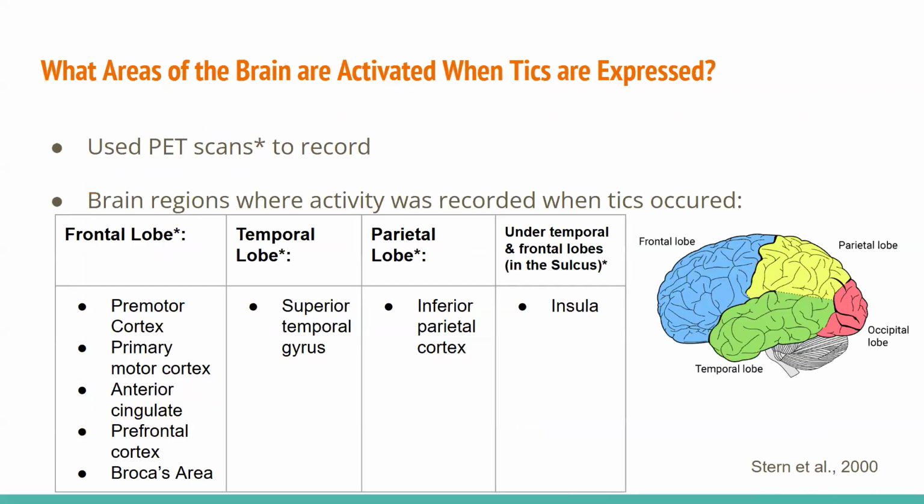So, my first question was, what areas of the brain are activated when tics are expressed? And researchers use PET scans in order to record this. They found that the brain activity that was recorded when tics occurred were in the frontal lobe, temporal lobe, parietal lobe, as well as in the insula, which is under the temporal and frontal lobes in the sulcus. And if you can see my pointer, it's right around here.